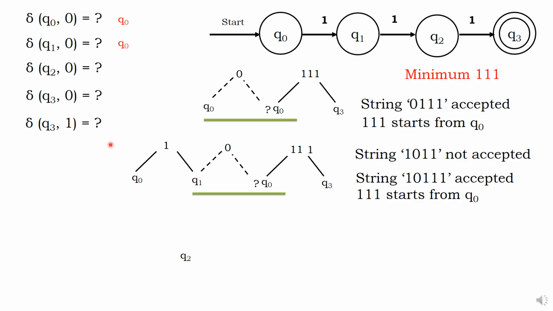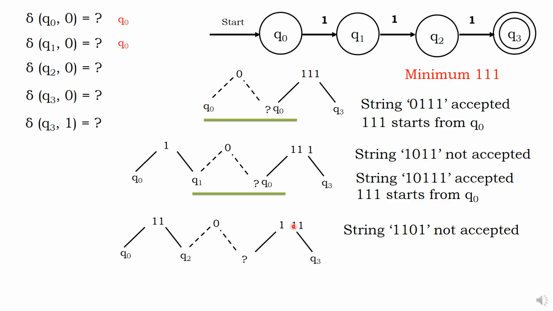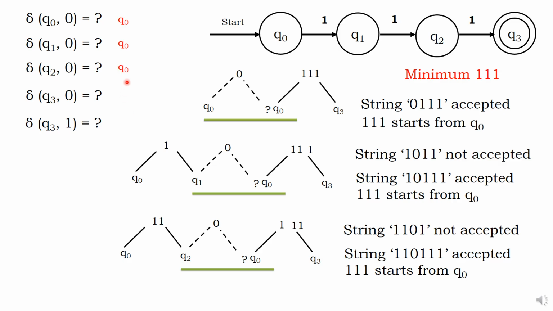Next. Q2, 0. What happened? Who is before Q2? Double ones. Before that Q0. Who is after Q2? 1. After that Q3. I hope you know. I need 2 more ones here to satisfy. And what should be here? Q3 before should be Q0. And what should be the answer here? Q0.